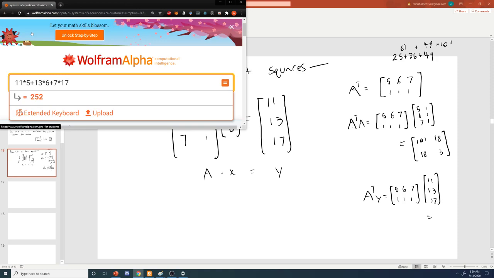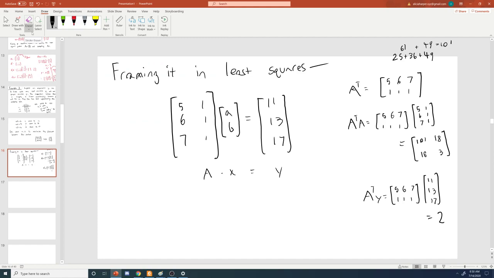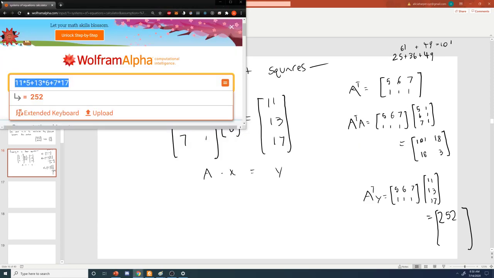$252. So I get 252 here for my first entry. And then for my second entry, I just get the sum of 11 plus 13 plus 17, so 41.